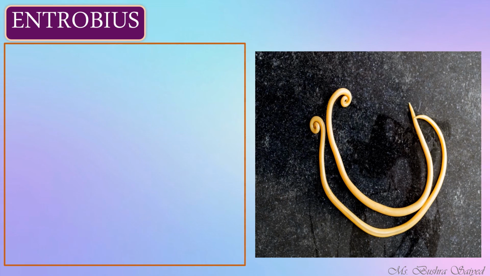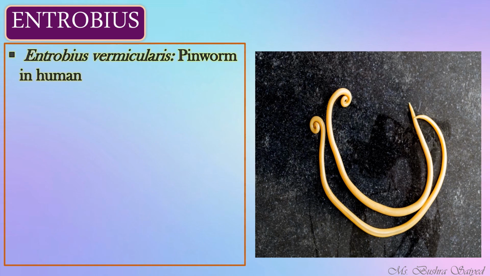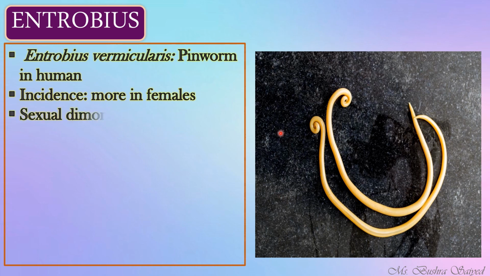Coming to the last organism in the syllabus, that is Enterobius. Enterobius vermicularis, we call them pinworm in human. It is a human endoparasite. It completes its life cycle in the body of humans. We call them pinworm because their pointed ends are like pins, and they pinch the skin of humans like a pin, so that is why we call them pinworm. Incidence of this parasite infection is more seen in females.